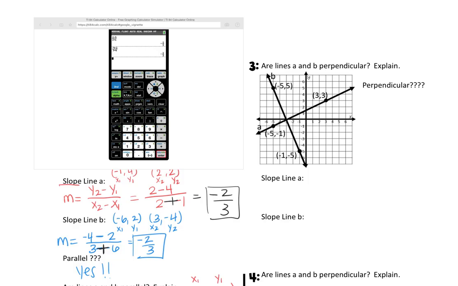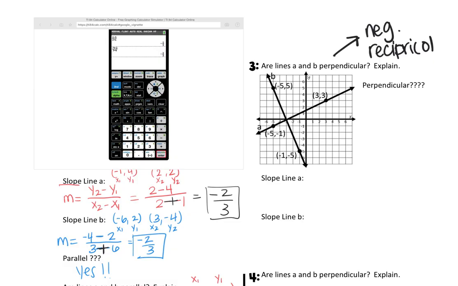All right, for example 3, the question is not if they're parallel, but if they are perpendicular. Now, remember, if they are perpendicular, it means they have a negative reciprocal. It should have opposite signs and be different, like a flip of the fraction. They should be completely different, and we're going to try to identify that.